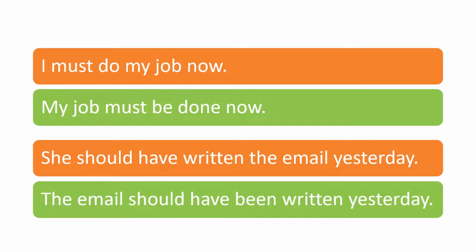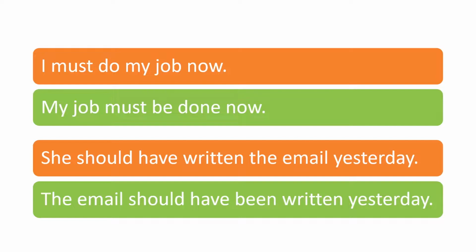She should have written the email yesterday. We have here what we call perfect infinitive, have written. Okay, and the sentence is in the past, so it means modals in the past. The email, that's the object. The email should have been. We have should have written. So written is the verb. It is in the past participle. We need to add should have plus been plus the past participle of the verb write, which is written. The email should have been written.